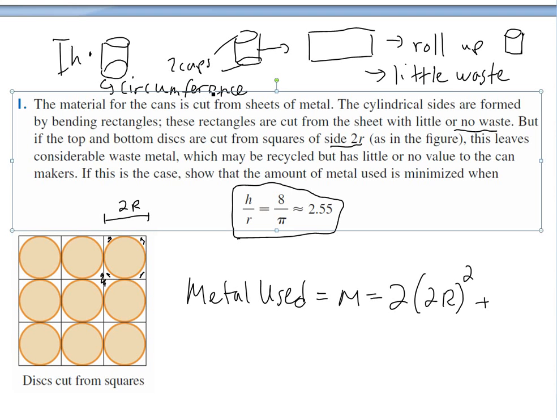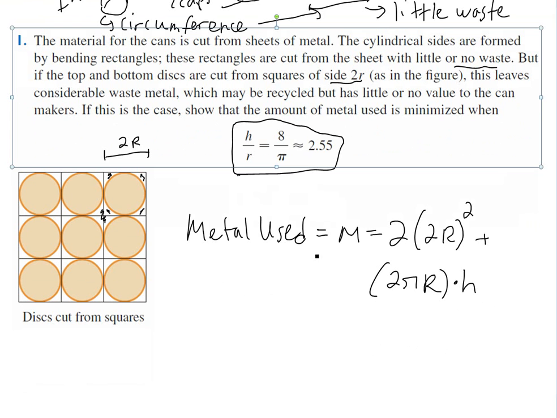Because if you flatten the circumference, this is going to be the circumference, same thing. And the circumference of a circle is just pi times diameter, or 2 pi r. So we're going to have 2 pi r times h. Okay, so this function is a function of r and h, but we want it as a function of m of r.